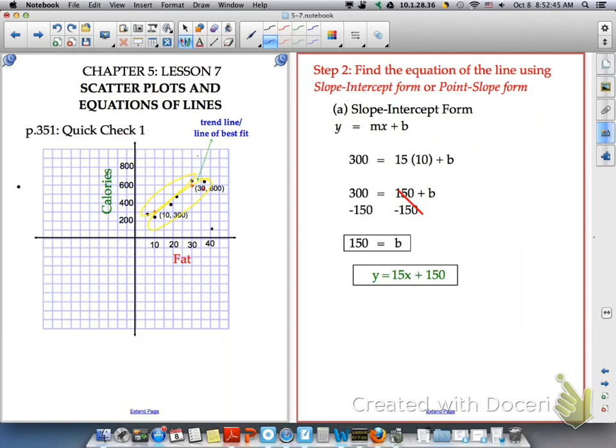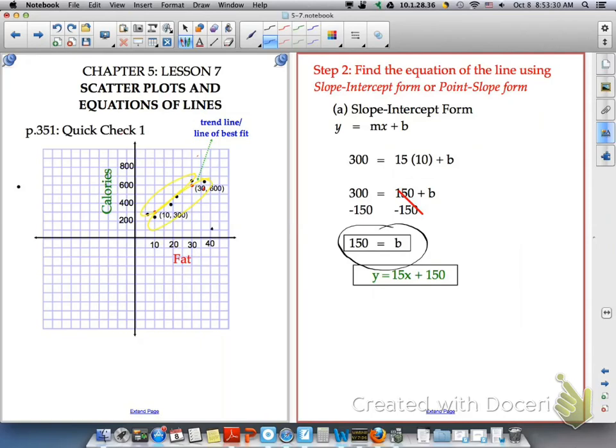Alright, so step 2 is to find the equation of the line using either the point slope form or the slope intercept form, using y equals mx plus b. Do you need both points or is 1 point sufficient? 1 point is sufficient. In this case, I'm using 10 comma 300. I know the slope of the line, which is 15. Plug in, and you have b equals 150. And then you put everything together, and the equation of the line is y equals 15x plus 150.